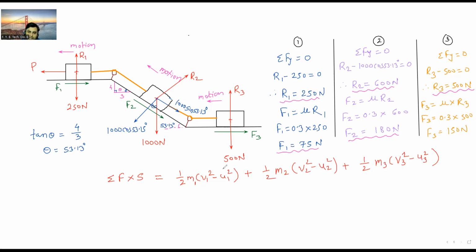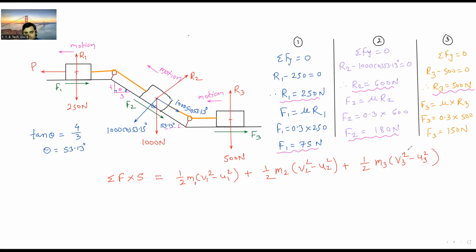मग ही झाली change in kinetic energy of first block. This is the change in kinetic energy of second block, and this is the change in kinetic energy of third block. And for nth block, you will write here n. Okay. So how many blocks? किती block साठी तुम्ही करू शकता?